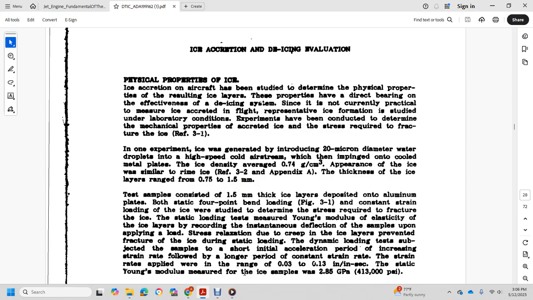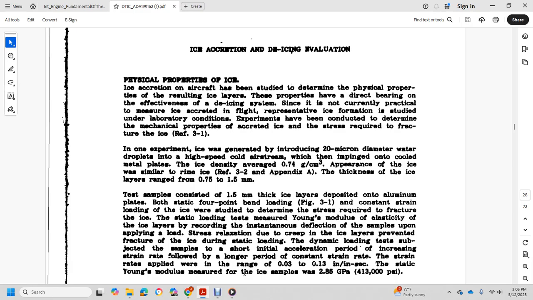The test sample considered, with 1.5 millimeter thickness, is a bonded aluminum plate with ice, under 4-point bend loading as in figure 3.1, with constant strain loading on the ice, to determine the strength required for fracture of the ice. A static loading test measures the Young's modulus of elasticity of the ice layer by recording the instantaneous deflection when the load is applied to the sample; stress relaxation due to creep of the layer prevents fracture of the ice during static load.